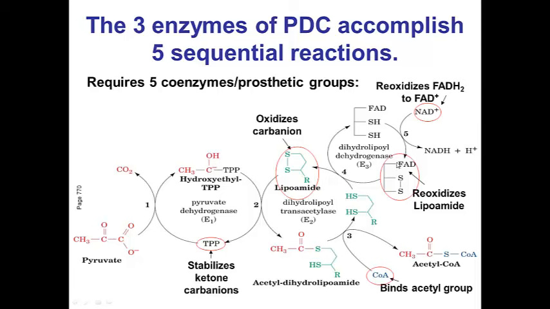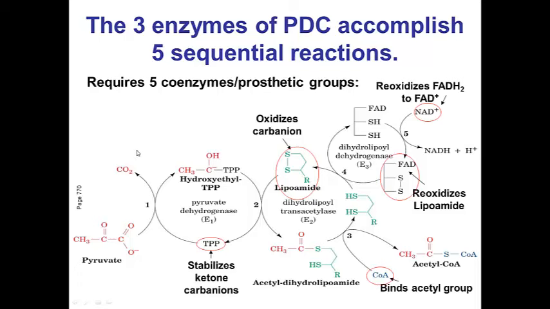But now we actually have reduced FAD. So in order to reoxidize FADH2 to FAD, in this case we have NAD. So NAD is reduced in order to reoxidize FAD. So now we have NADH, which is our final product. We also have acetyl CoA, and we've produced a molecule of CO2.